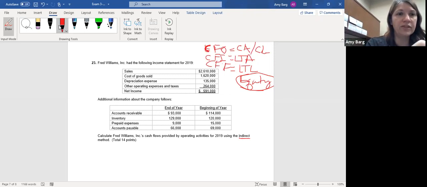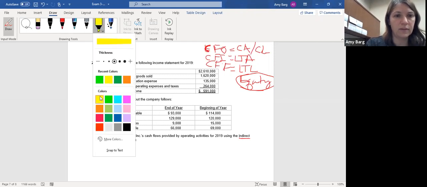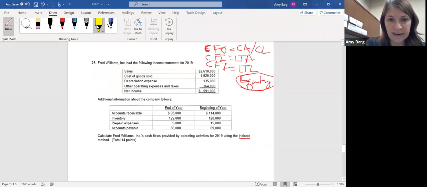So for this, we're going to need the net income, which comes off of the income statement. And we also need the depreciation expense, which also comes off the income statement. If there were gains and losses, those are also on the income statement. This question doesn't have any of those.